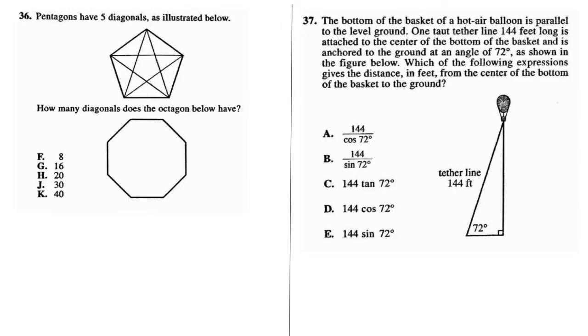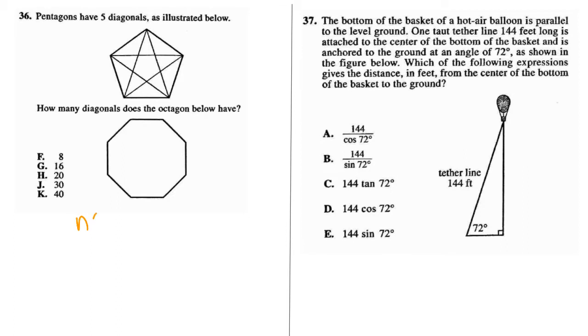Number 36, pentagons have 5 diagonals as illustrated below. So how many diagonals would an octagon have? And to me, this is a time-wasting problem. You can do the formula, and this is what I would do instead of drawing it.